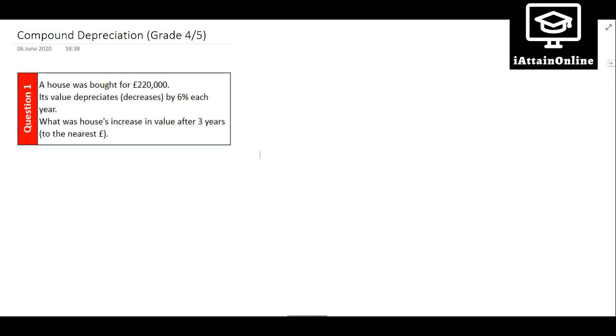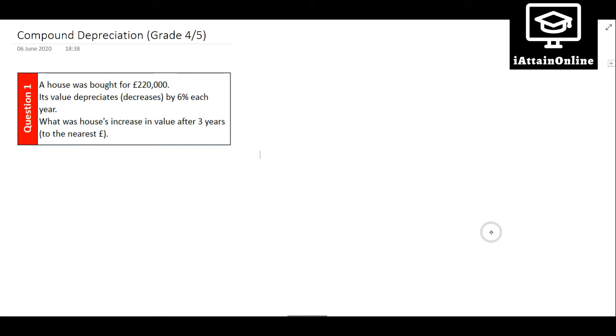So, 4 examples. So a house was bought for £220,000 and its value depreciates. You might see that word, it just means decreases by 6% each year. So with these sorts of questions, if you just work out 6% of £220,000 and then multiply that by 3 and then take that away from your answer, you're not going to get this one right, because the decrease in value at the end of 1 year is always taken into account with any following percentage decreases.